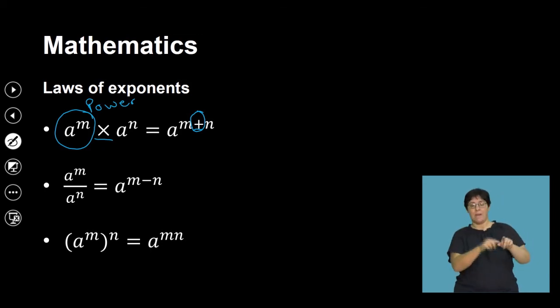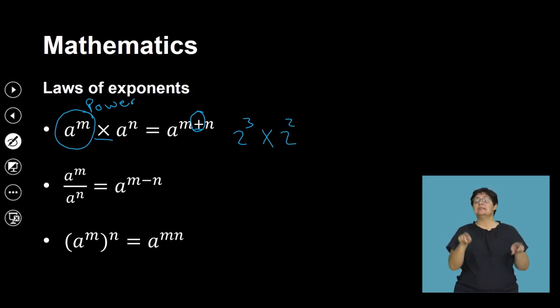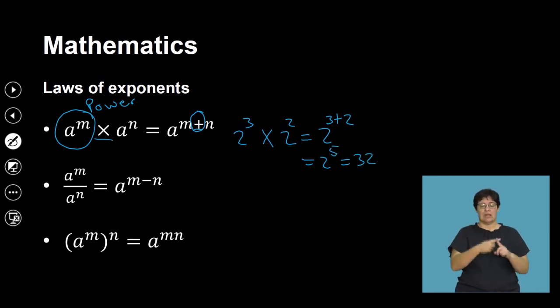We also have another law that says if an exponent is raised to another exponent, the operation between them will be a multiplication. Let's quickly look at a few examples. If I have 2 to the exponent of 3 multiplied by 2 to the exponent of 2, this will be the same as 2 to the exponent of 3 plus 2, which gives me 2 to the exponent of 5, and according to the calculator, this will definitely be 32.